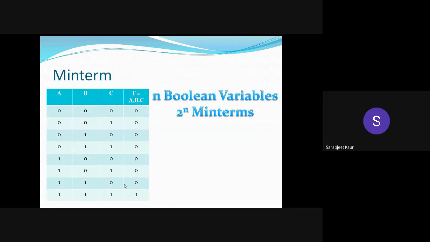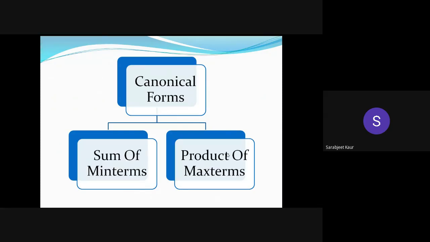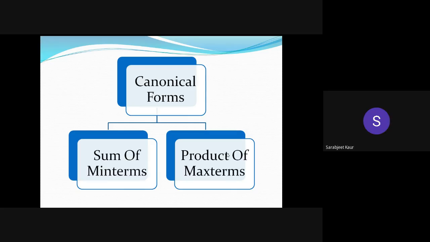Now let us look at what these are actually called. The sum of products and the product of sums forms are together sometimes known as the standard forms. What are they called? They are called the standard forms. And the sum of minterms and product of maxterm forms are sometimes referred to as the canonical forms. Okay. Yes, ma'am.